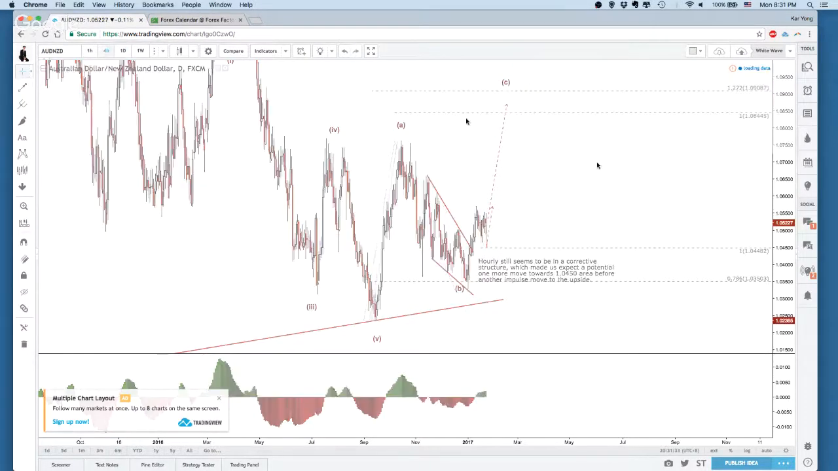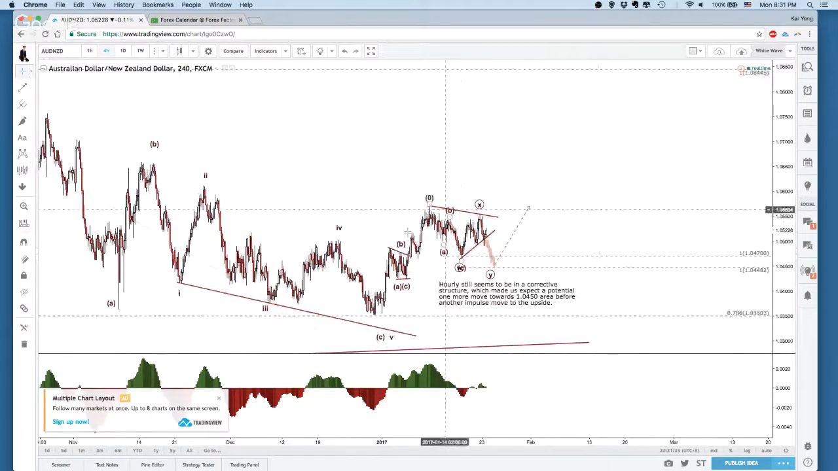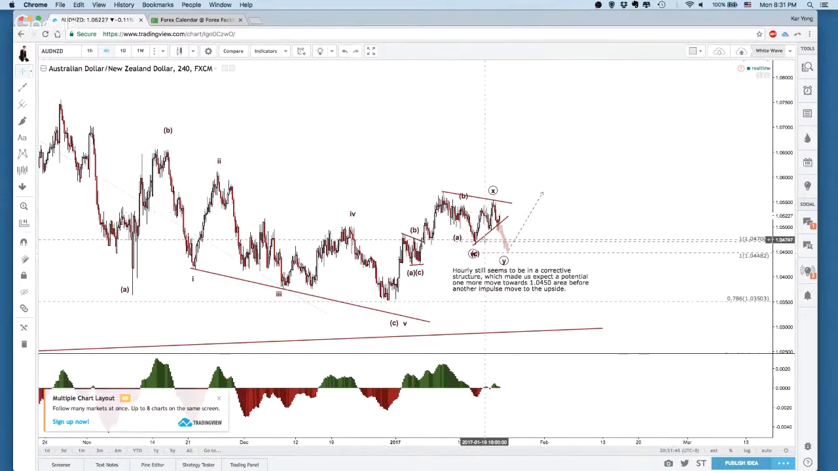I'll show you on the 4 hour. Price did some form of correction after a break above it, and that's where we have two positions running right now. One of them is around this area at 1.0490. We have one position running here.